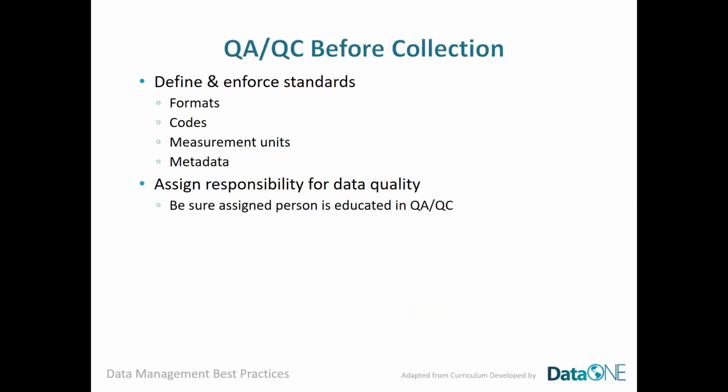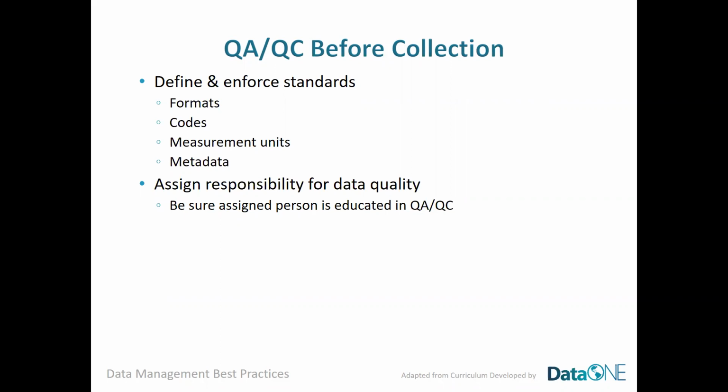The remainder of this module will cover best practices for quality control and quality assurance for the different stages of a research project. First, before data collection, a researcher should think about defining and enforcing standards that will be used during the project. Consider formats that will be used for the data tables or the data entry forms. Also, if abbreviations or codes are used, they should be defined up front. Measurement units should also be specified, and relevant metadata should be identified before data collection.